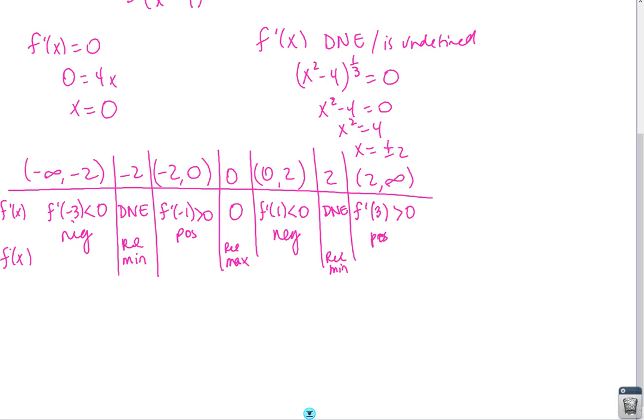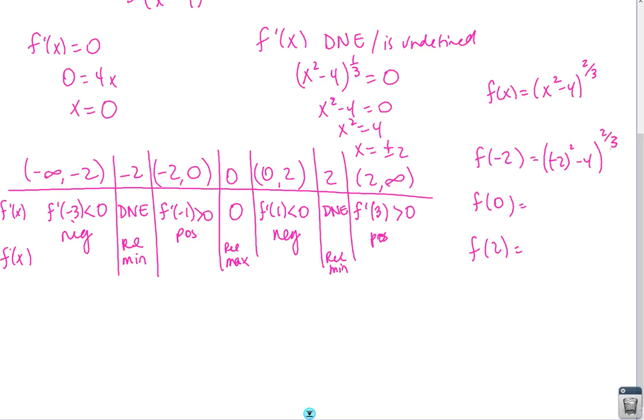So let's see, I need to find f of negative 2. I need f of 0 and f of 2. I already forgot what the function was. f of x is x squared minus 4 to the 2/3. So negative 2 squared minus 4 to the 2/3. Oh, that's nice and easy. That's just going to be 0. Oh, and that makes this one also 0. Now 0 squared minus 4 to the 2/3.